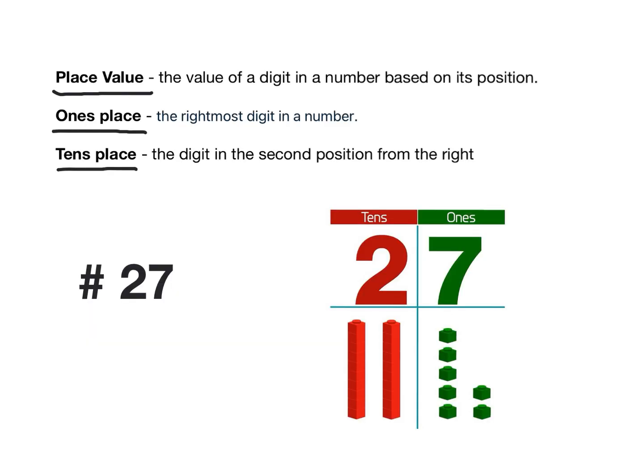In order to understand the representation of 120 objects with written numerals, we must first learn some math vocabulary words. Our first vocabulary word, place value, is the value of a digit in a number based on its position.